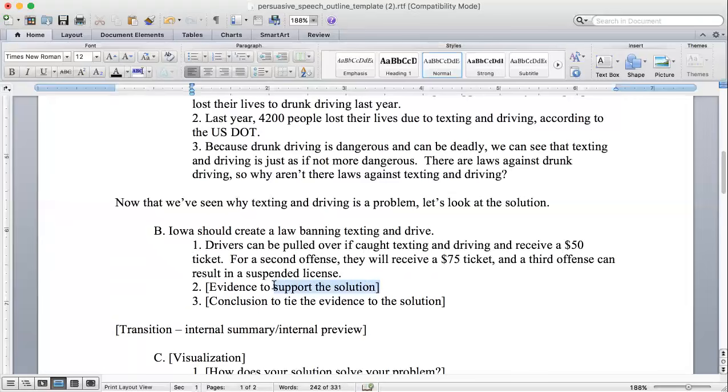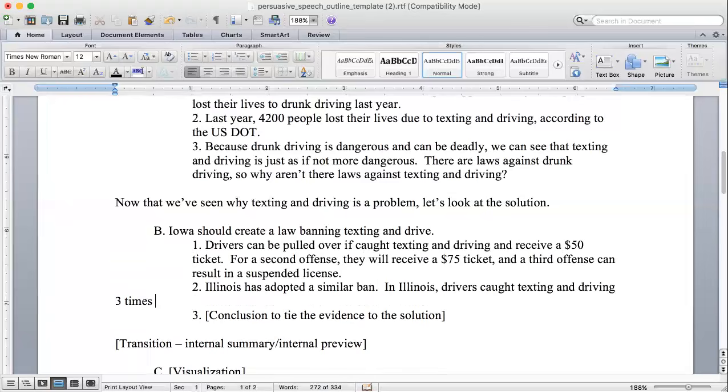Okay, the evidence to support the solution, the best way to do this is to provide an example. And so look at another state. We'll say Illinois has adopted a similar ban. In Illinois, drivers caught texting and driving 3 times automatically lose, again, making all this up, their license.